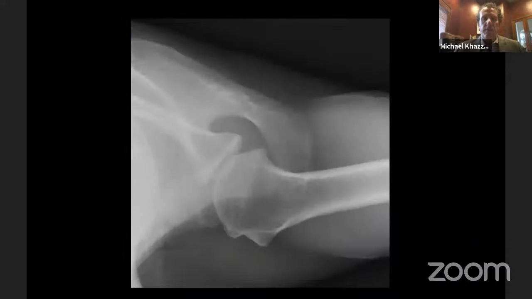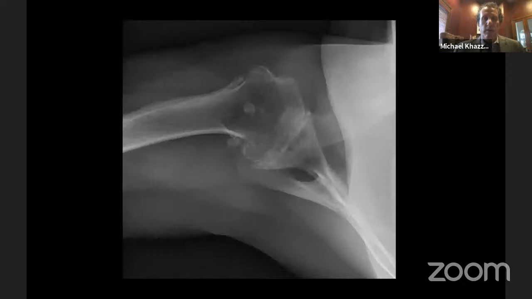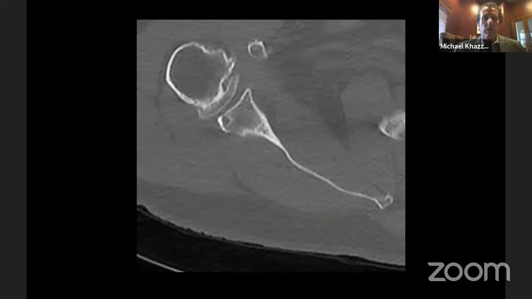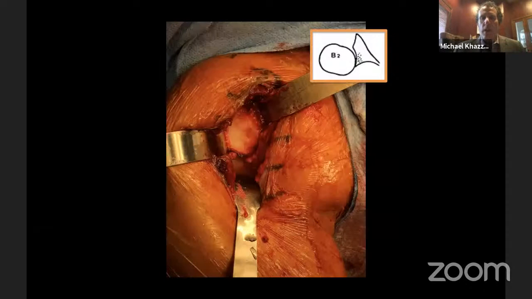So here's some examples. Here's an A1, here's an A2, here's a B1, B2, and you can see this classic biconcavity on the CT scan. And here's an intraoperative photo where you can see anteriorly what looks like normal cartilage, and then posteriorly you can see erosion in a biconcave nature, and you can actually see the line of demarcation.